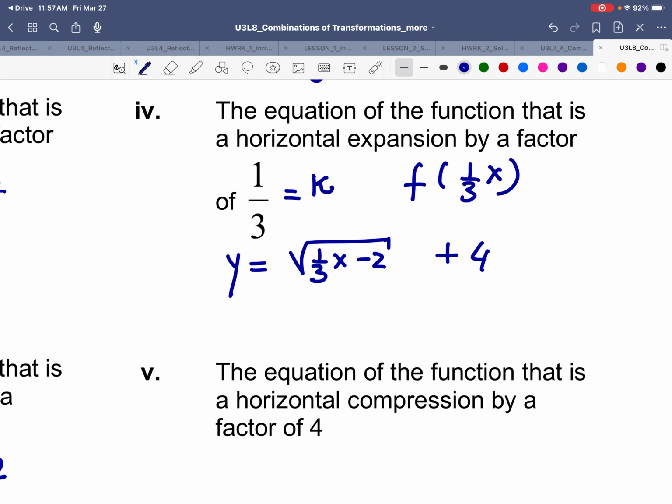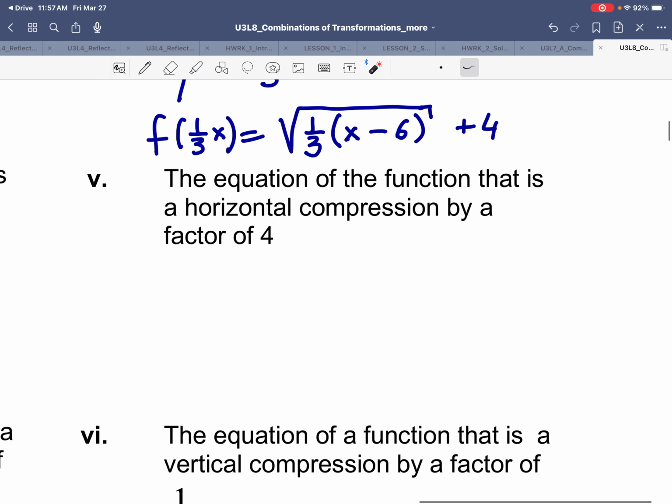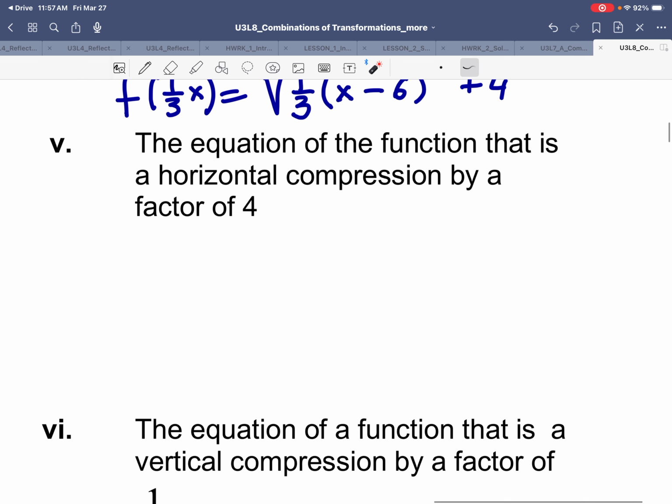So we're going to have f of 1 over 3x is equal to, again, I'm going to factor out 1 over 3. That's what we normally do whenever we are graphing or preparing to graph a function. So factor out k. Keep repeating this to yourself because it's a very common mistake that students make, so anyone makes. So next, equation of a function that is horizontal compression by a factor of 4.